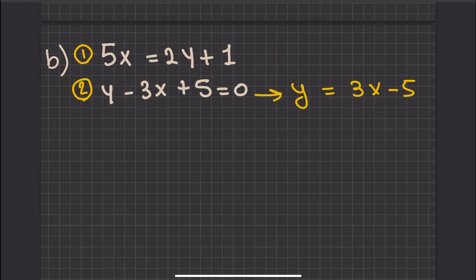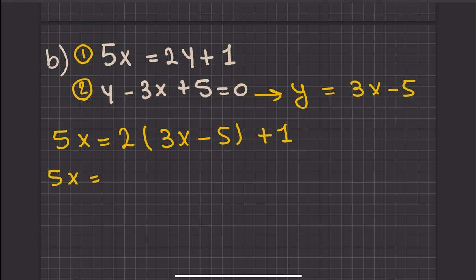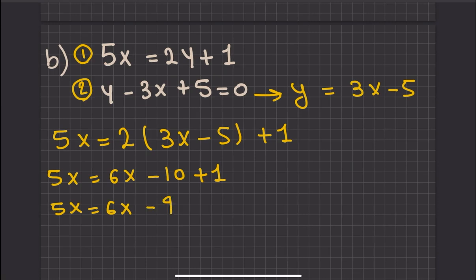I'm going to choose the first equation in order to solve for it. So I'm going to write down 5x equals 2, and instead of y, I'm going to write 3x minus 5, plus 1. So 5x stays the same. In here I have 2 times 3x and 2 times minus 5. So 2 times 3x is 6x, and 2 times minus 5 is minus 10, plus 1. I have 5x equals 6x minus 10 plus 1, which is minus 9.